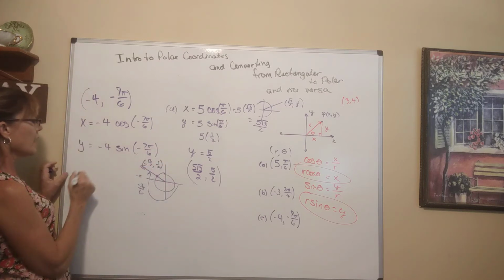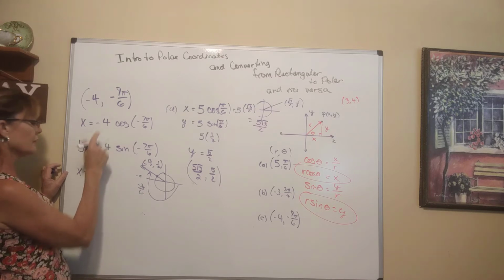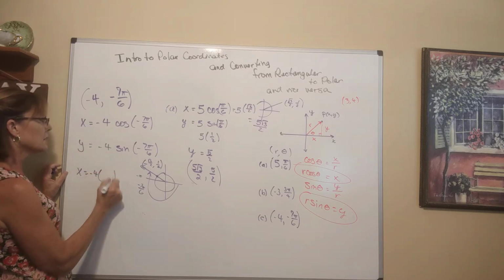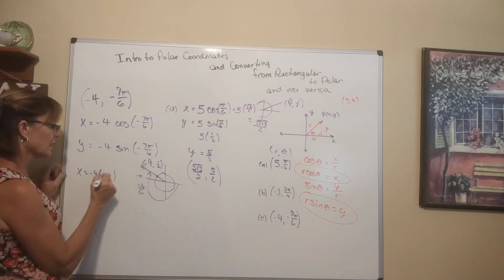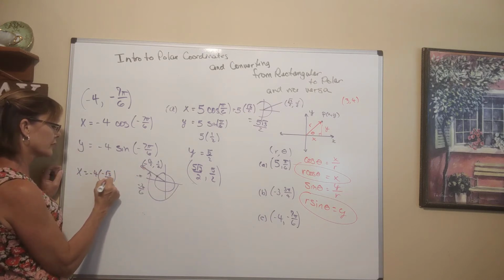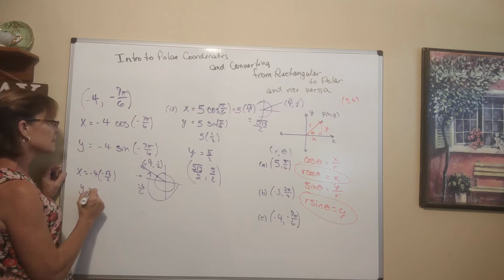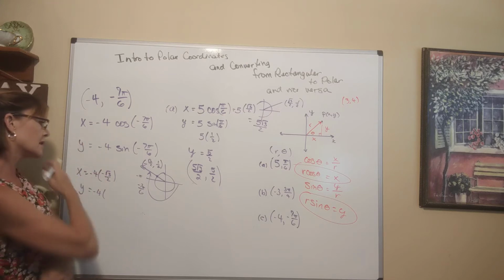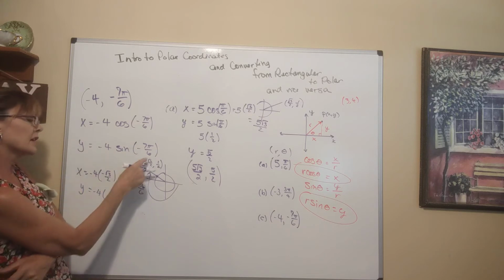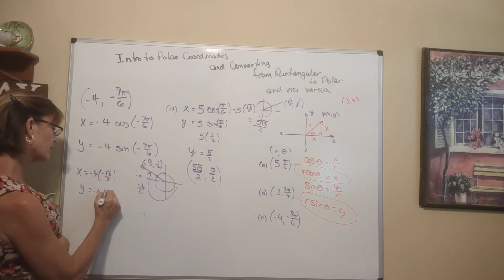Okay, so x is equal to -4 times the cosine of -7 pi over 6, which we figured out that the cosine is negative square root of 3 over 2. And y is equal to r, which is -4, times the sine of -7 pi over 6, which is 1/2.